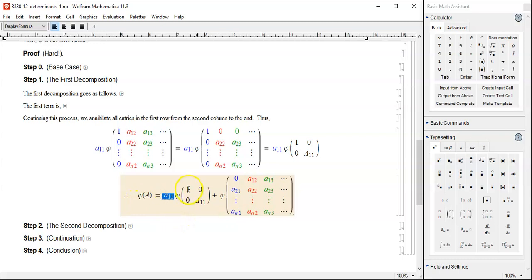A11 and phi of 1 and a bunch of 0, and please take a look at this A11. We want determinant, right? We want to prove that phi of A is the determinant. And for that purpose, we need A11 and the deleted matrix, and indeed we have it here. As a matter of fact, I'm kind of skipping a step, but this is actually a determinant.